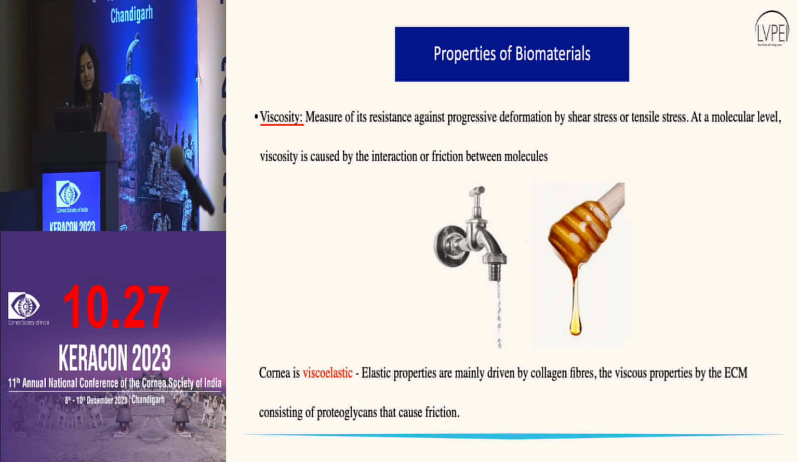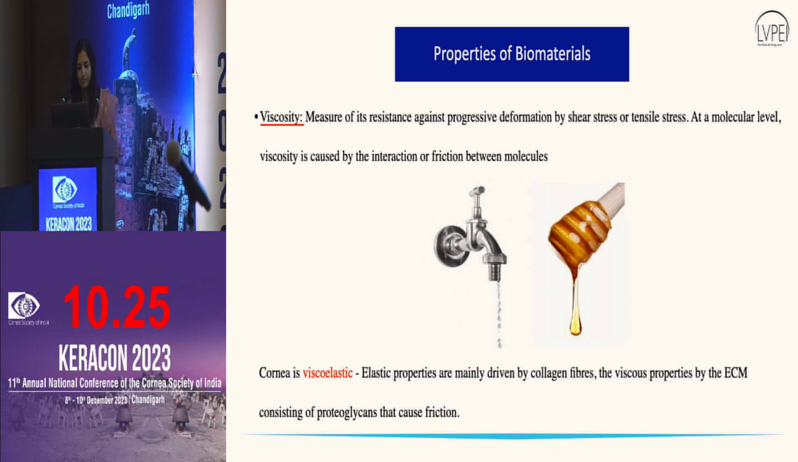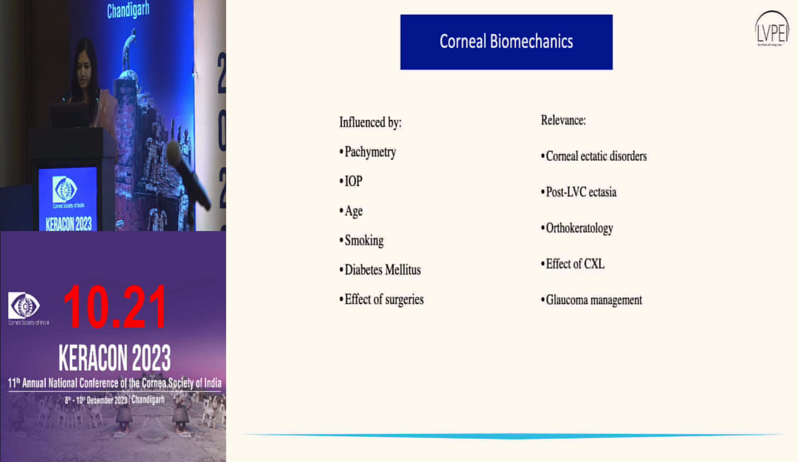It has its elastic properties mainly by the collagen fibers, and the viscous properties are driven by the extracellular matrix components. Now, corneal biomechanics is influenced by various factors such as corneal thickness, intraocular pressure of the patient, age, and smoking cause increased corneal biomechanical stiffening, same with diabetes mellitus. And again, there are effects of various surgeries which might cause biomechanical weakening, and this is what we need to measure.